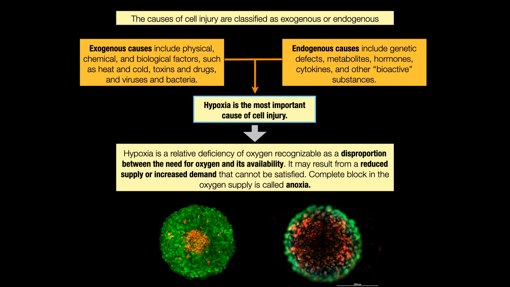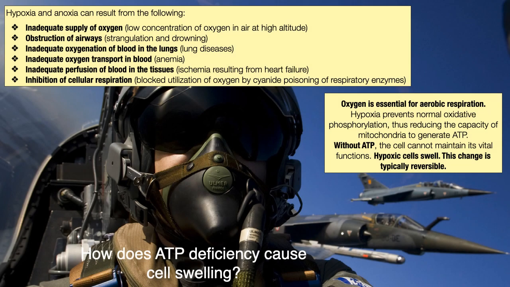When there is a total lack of oxygen, total depletion of oxygen, like in a heart attack, we call that anoxia. There are different situations that cause hypoxia or anoxia. For instance, when there is a reduced supply of oxygen at high altitudes. For instance, when you climb a mountain like the Everest, 8,000, almost 9,000 meters, there is no oxygen there. Or when the airways get blocked, for instance, when you are drowning.